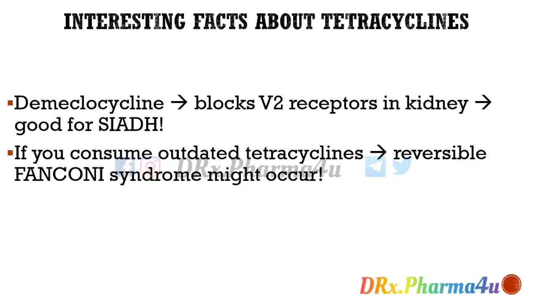Demeclocycline blocks vasopressin type 2 receptors in the kidney. So it is good for SIADH, syndrome of inappropriate ADH secretion. So this is a condition where demeclocycline will block the V2 receptors in the kidney. If you consume outdated tetracyclines, it can cause nephrotoxicity, a condition known as Fanconi syndrome, but it is usually reversible in nature.